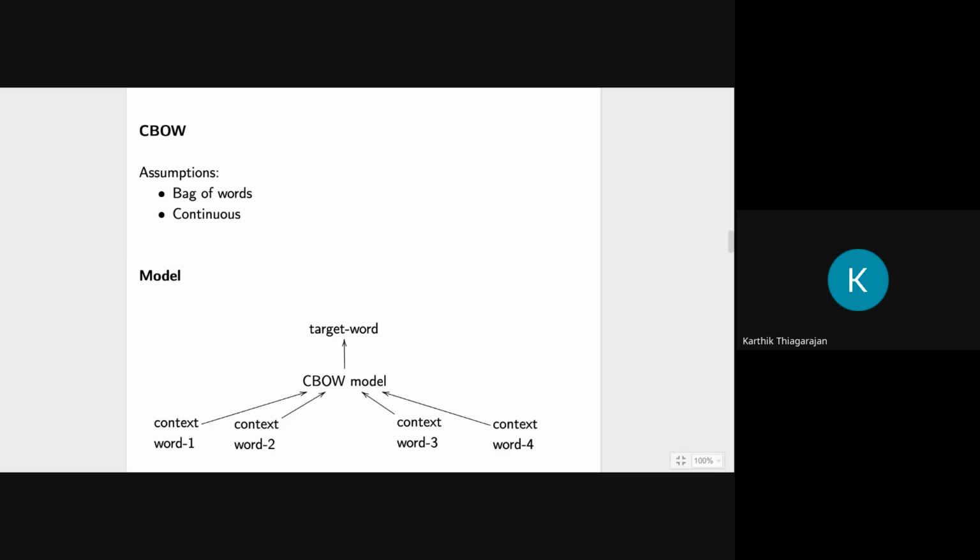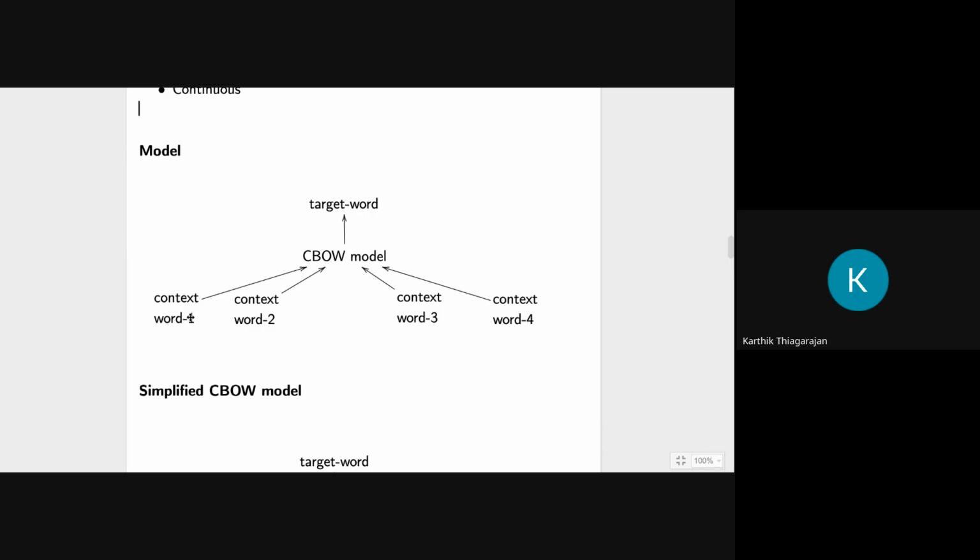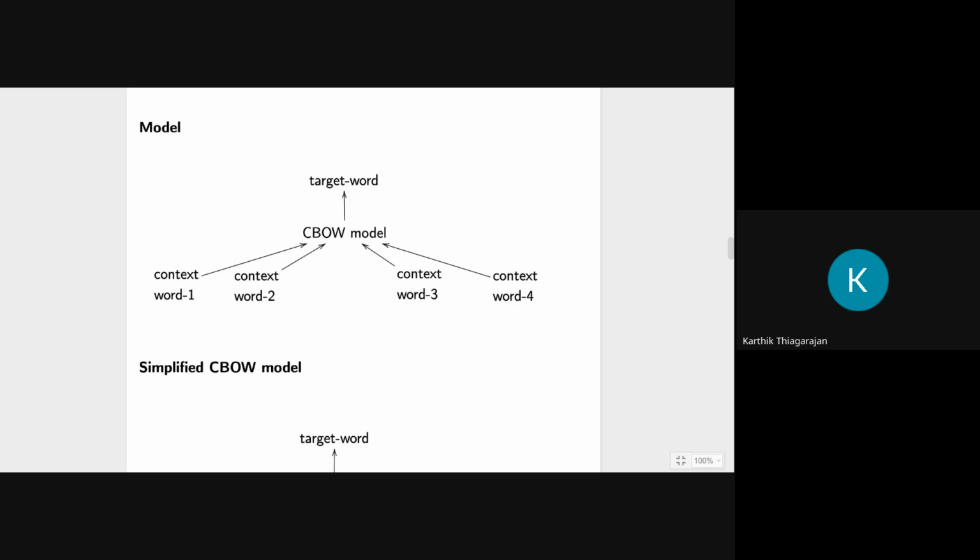The other one is that the word embeddings are going to be continuous. So they are going to be in R^D, rather than a discrete space like one hot vectors. Those are the two assumptions. So in CBOW, what is the model? You have your context window and you are filling in the blanks. CBOW is a typical fill in the blanks assignment given to a machine.